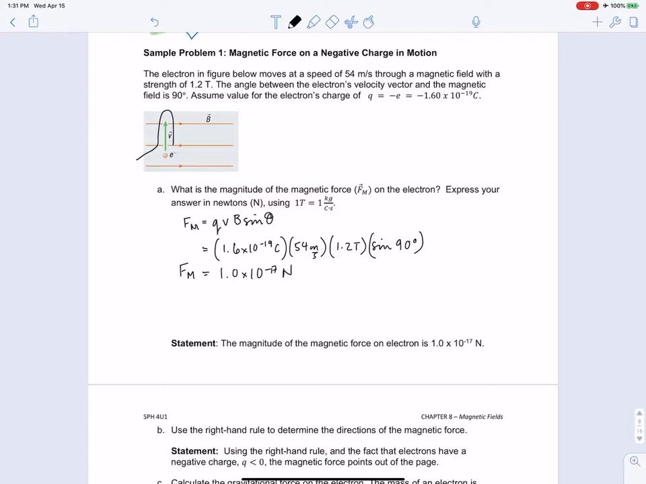the velocity and our straight fingers in the same direction as the magnetic field. Now it's important for us to be able to visualize whether it's the palm of our hand facing down into the page or out into the page.